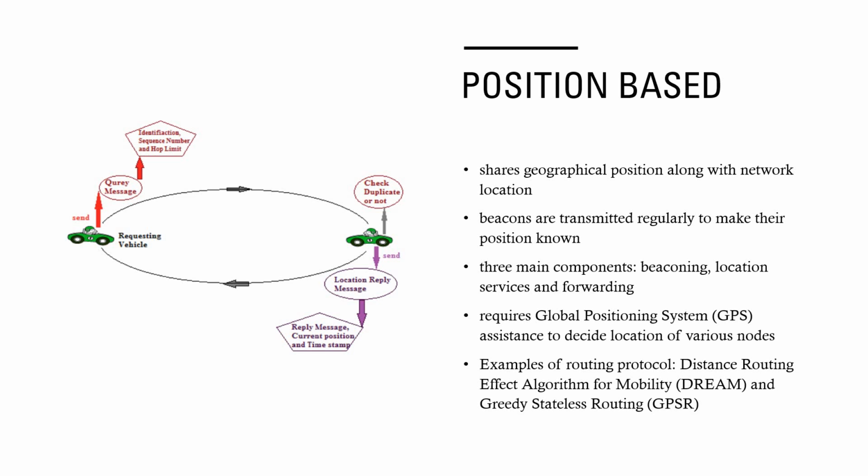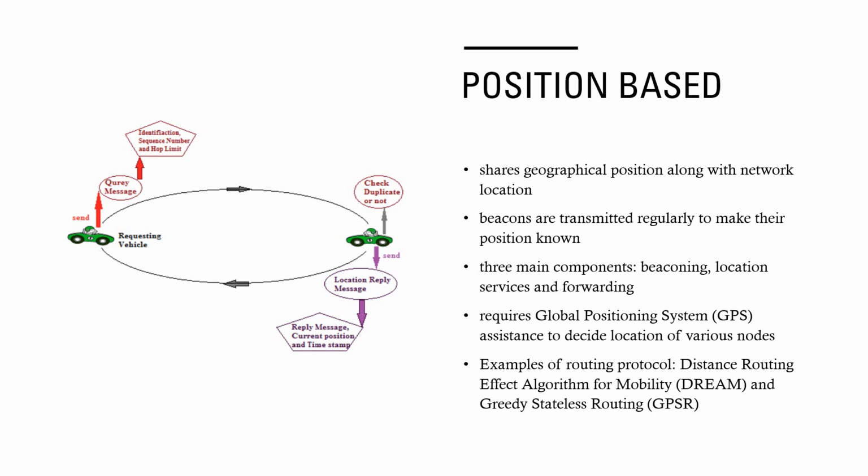So in this protocol, the geographical position is shared along with the network location. So for routing we need network location, right? But in this scenario, along with the network location, it also shares the geographical position. So beacons are transmitted regularly to let everyone know about the position of the node, and there are 3 main components of this protocol. One is beaconing, which is letting everyone know the current position, and the location services. So in order to let everyone know the current position of a node, the node itself has to know its position, okay.